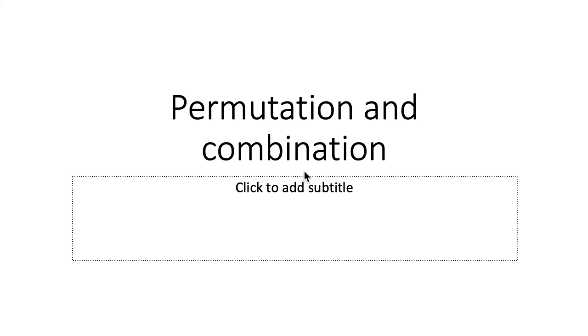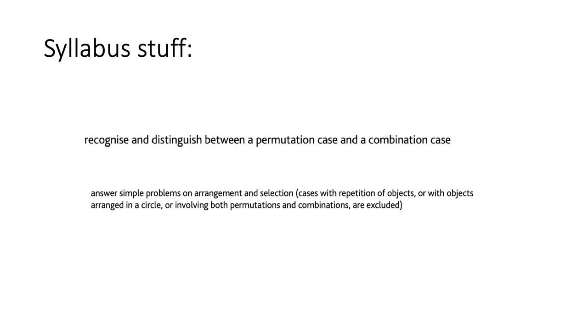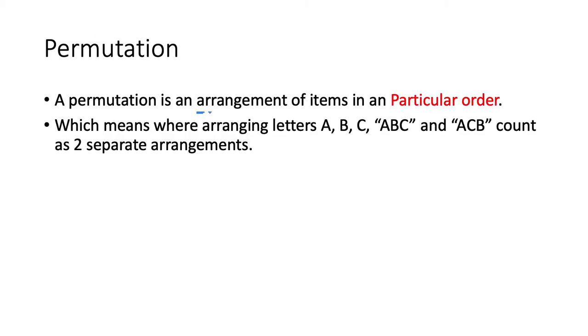This lesson will cover permutation and combination. We will talk about how to recognize and distinguish between a permutation case and a combination case, as well as answer simple problems on arrangement and selection. Cases with repetition of objects or with objects arranged in a circle or involving both permutation and combination are excluded.